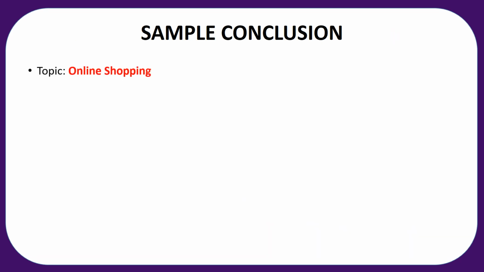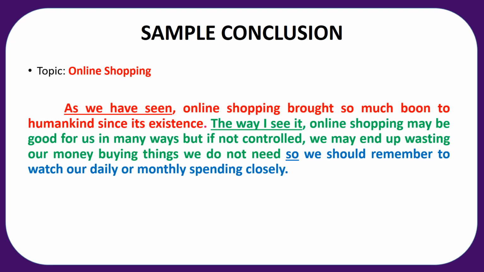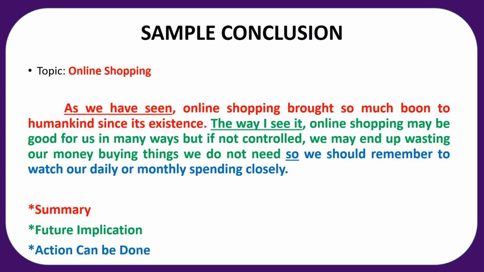So when we write the conclusion in a paragraph, it will look like this. As we have seen, online shopping brought so much boon to humankind since its existence. Right? The red one is the summary. The way I see it, online shopping may be good for us in many ways, but if not controlled, we may end up wasting our money buying things we do not need. This one is the future implication.